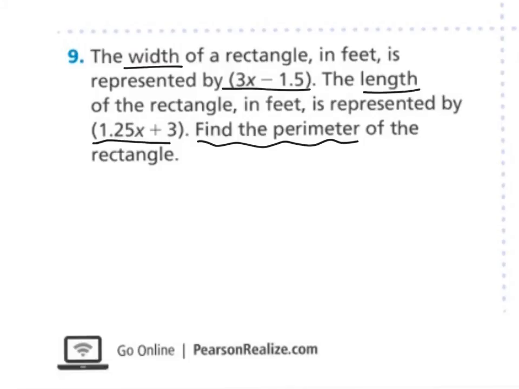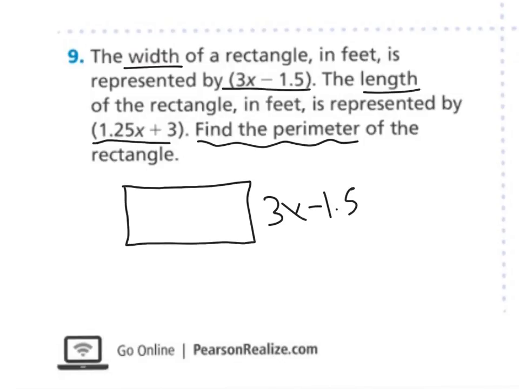Okay, so we need to understand what perimeter means. Perimeter is the distance all the way around a figure. Just like a periscope lets you look around, a perimeter is the distance around something. So the width, we've got 3x minus 1.5. The length, we've got 1.25x plus 3.